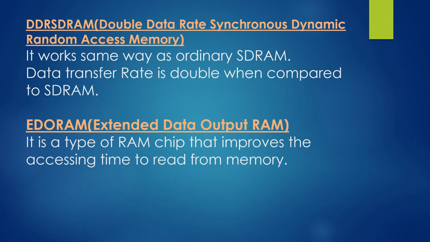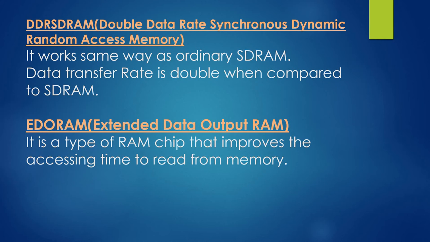So that refreshing takes a little bit of time, so DRAM is slower than SRAM. It is cheaper also. In SRAM, that refreshing circuit is not there. That's why SRAM is faster than DRAM. SRAM is more expensive than DRAM.